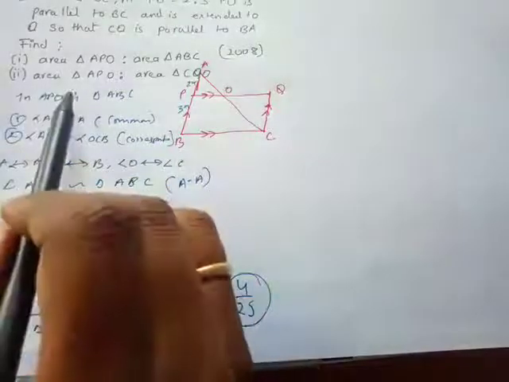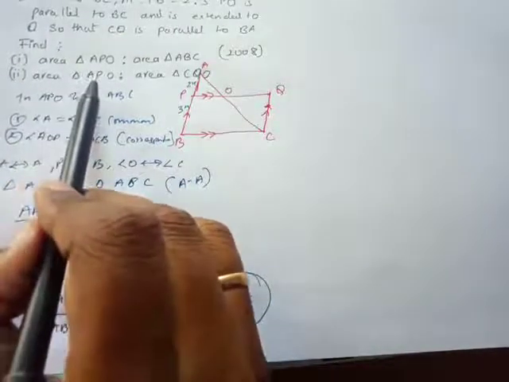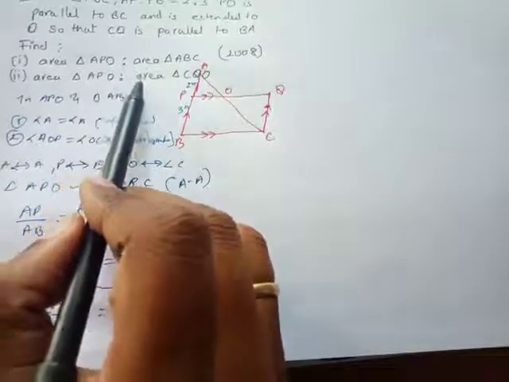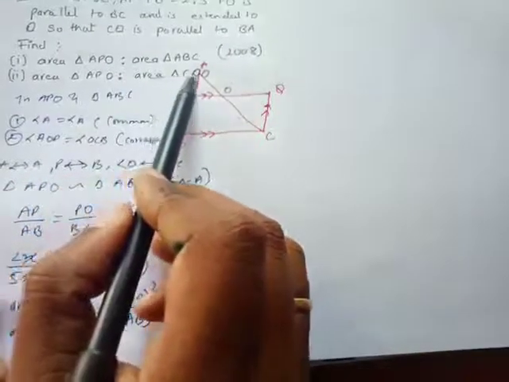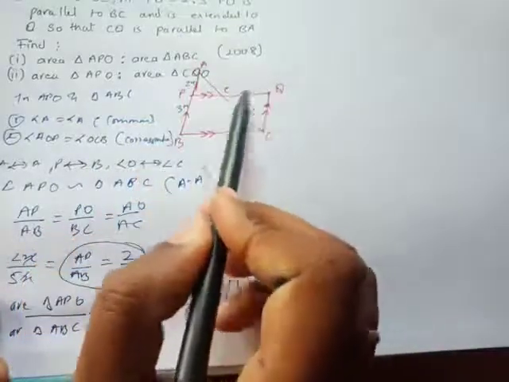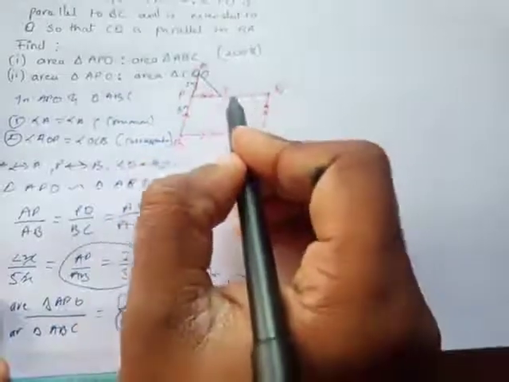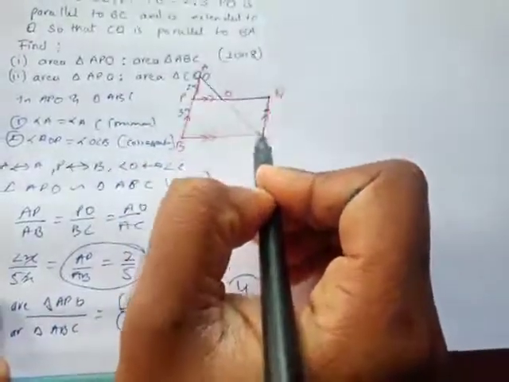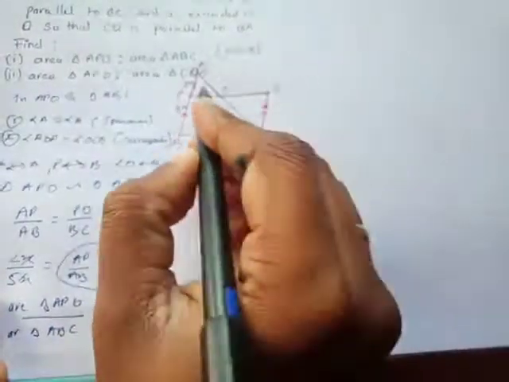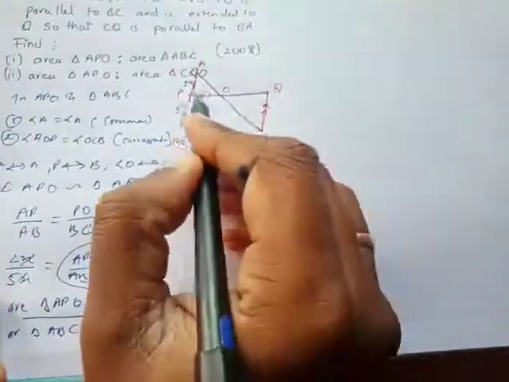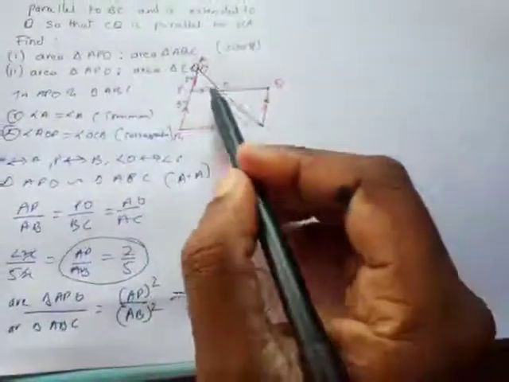For the second part it says area of triangle APO is to area of triangle CQO. CQO, तो हमें ये वाला ट्राइंगल देखना है और ये वाला ट्राइंगल देखना है. सबसे पहली बात, आप लोग इन दोनों को सिमिलर प्रूफ करोगे. कैसे? ये एंगल इसके इक्वल है, ये एंगल इसके इक्वल है, सिमिलर प्रूफ हो गया. Like I did, you're going to prove them similar first.